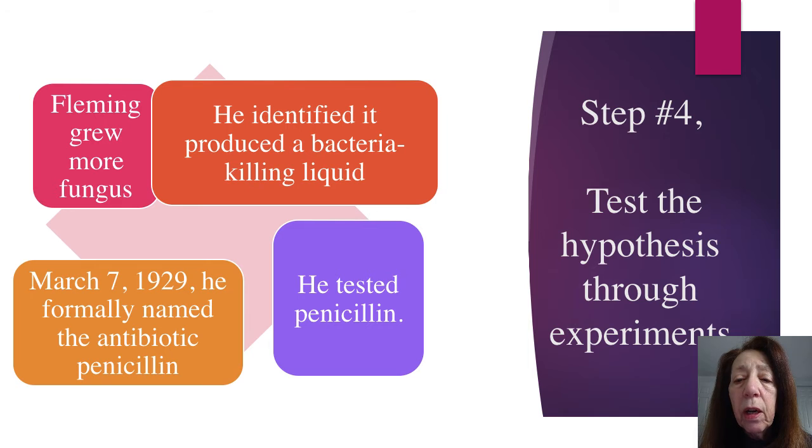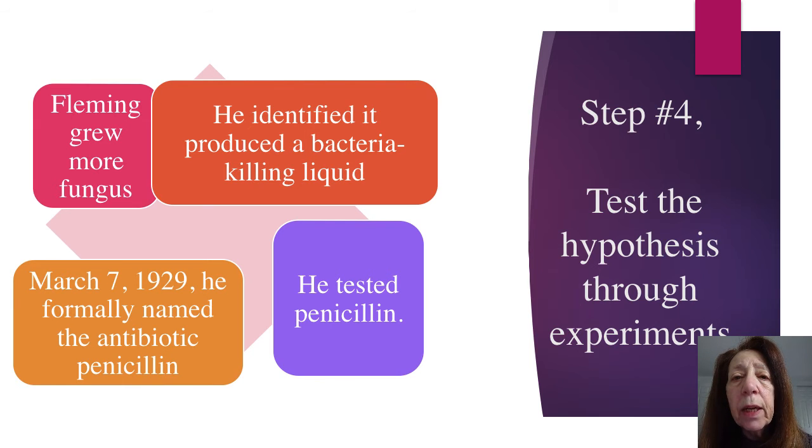Step 4 is the actual testing, and you test the hypothesis through experiments. So Fleming grew more fungus, had more bacteria, different strands of bacteria. He then identified a product. He produced a bacteria-killing liquid, and he was testing what he thought was true.